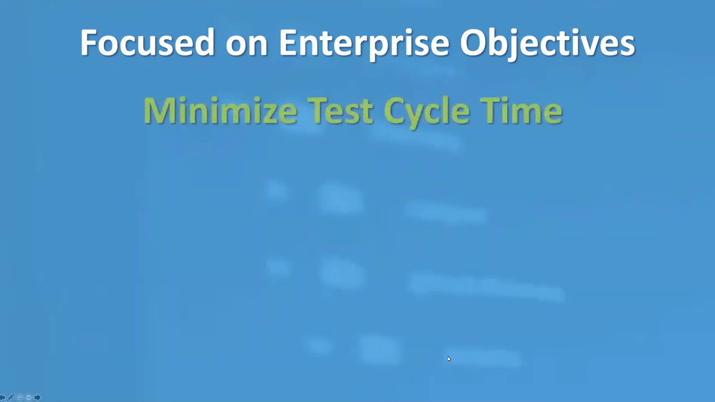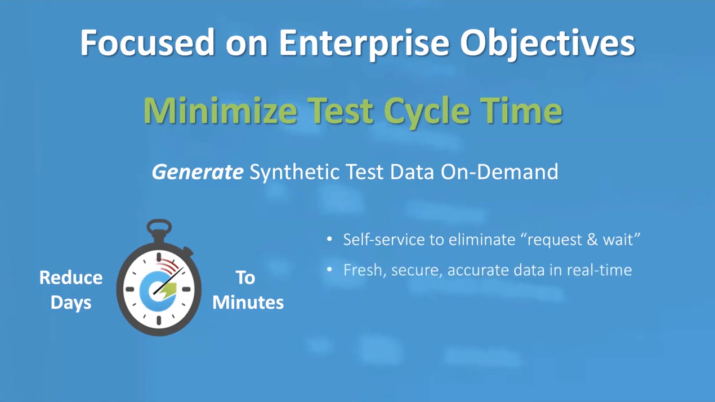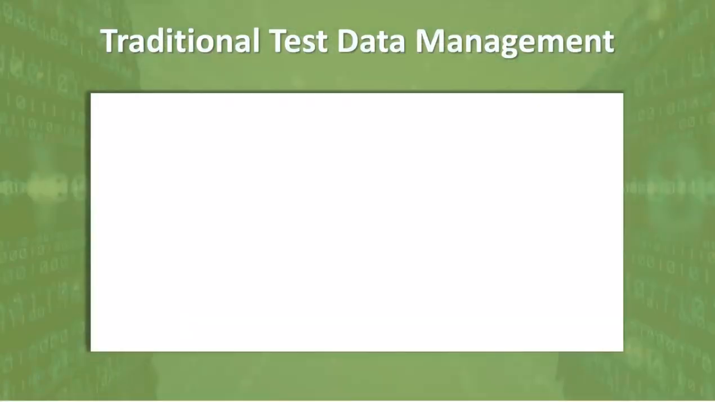Minimizing test cycle time means what? It means that instead of using spreadsheets and manual methods, I can now use a tool like GenRocket to reduce days to literally minutes. So this can be a self-service approach. We can eliminate the old request and wait. We can get fresh, secure data in real time. We can generate the volume that we need, and we can directly integrate the data if we want to into our CI/CD pipeline.